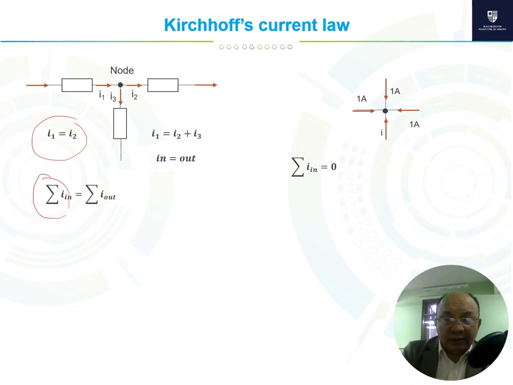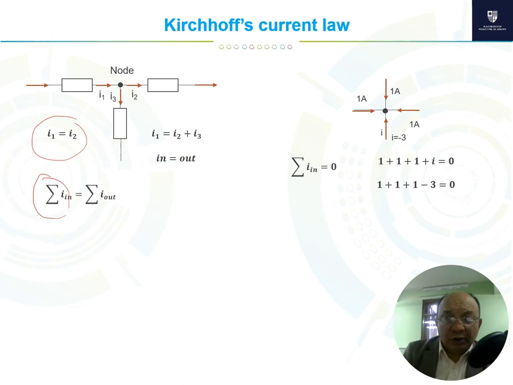And to make it true, let's sum them. 1 plus 1 plus 1 plus I equals zero. To make this true, we have to make this current equal to minus 3. So 1 plus 1 plus 1 minus 3 equals 0. So it is true that all of the currents are going inside; actually this one should be going outside. So the sum of the currents going inside the point equals 0.